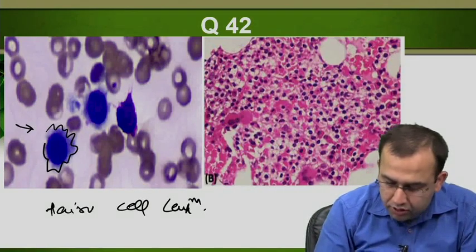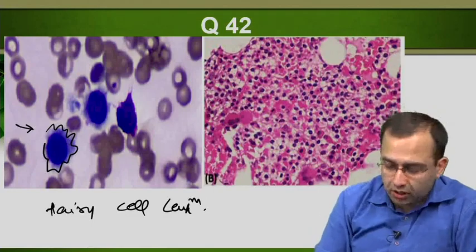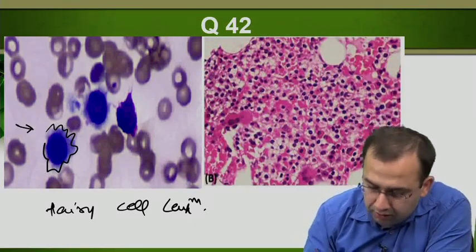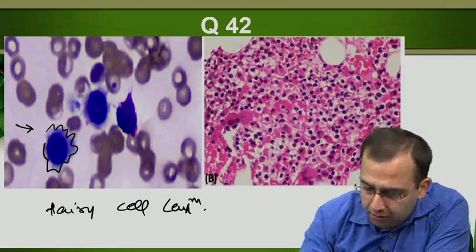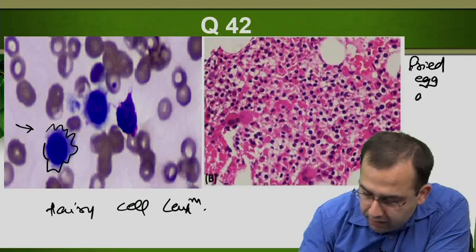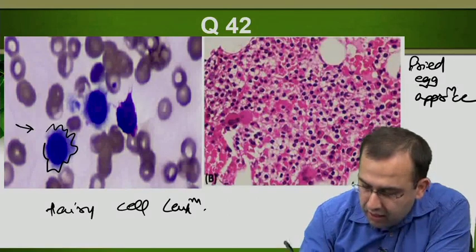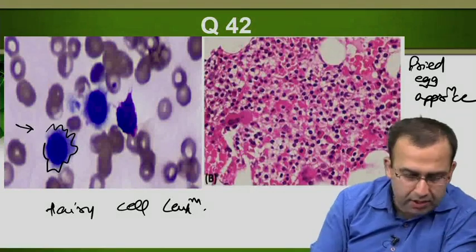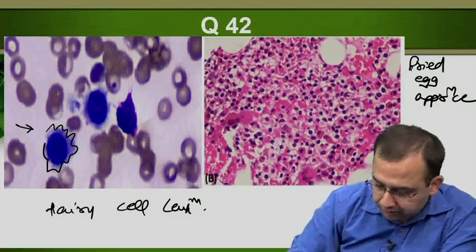Now, I am not showing you this slide for the peripheral smear. Look at the bone marrow biopsy. The bone marrow biopsy of hairy cell leukemia has the classical fried egg appearance. It looks like eggs have been fried. Fried egg appearance, hairy cell leukemia.